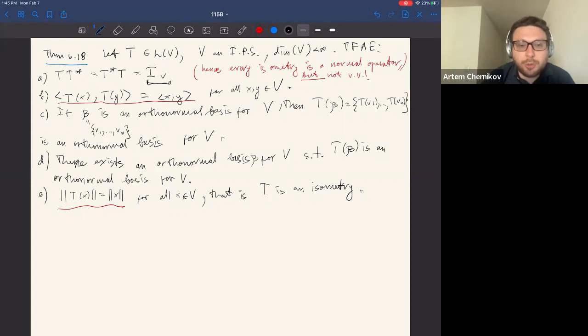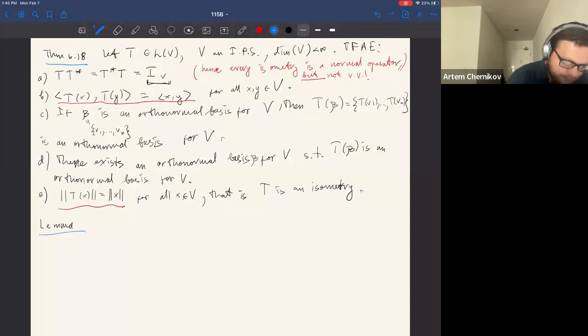Okay, so to prove the theorem, we need to do some work. Today we'll prove a lemma, which will be helpful for it, and then we'll do the proof of all these equivalences next time. So what's the lemma that will be helpful? We have a lemma that is needed to prove this theorem.